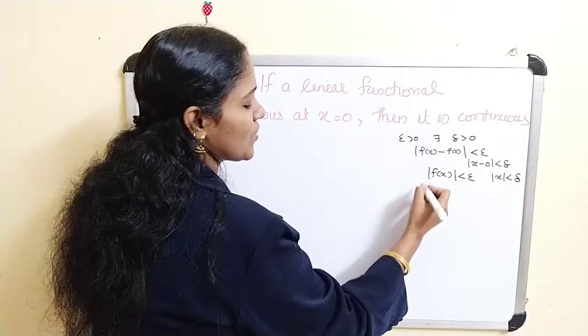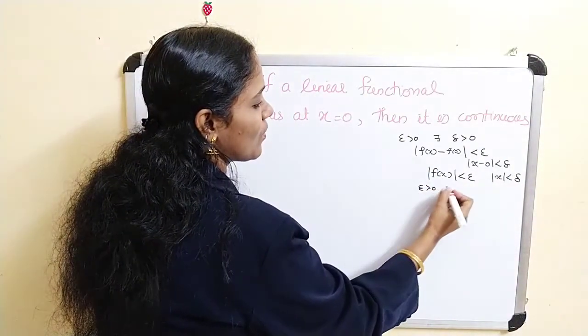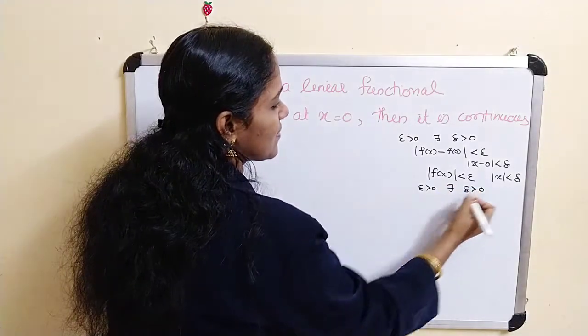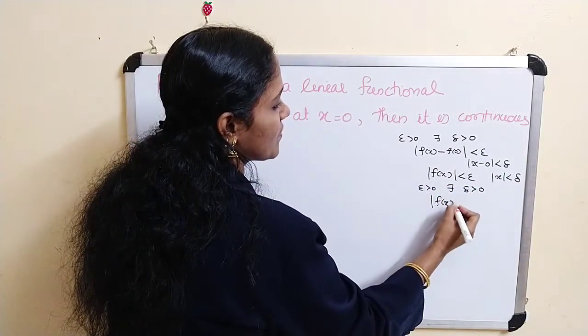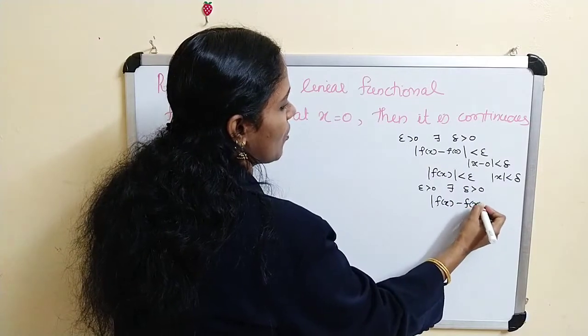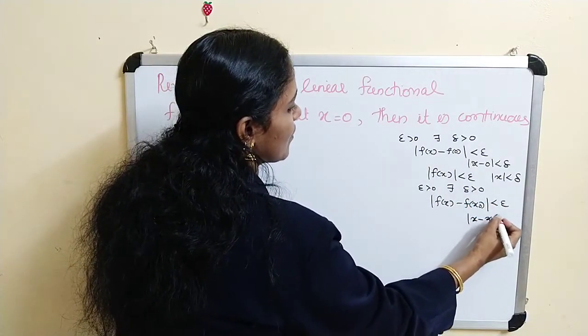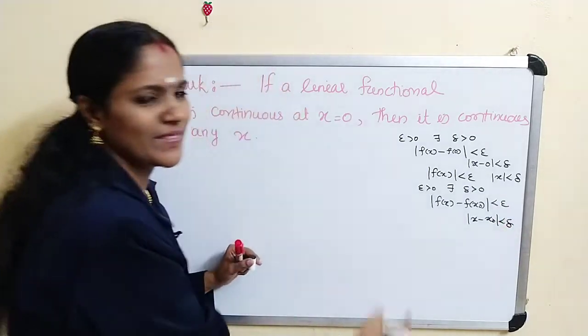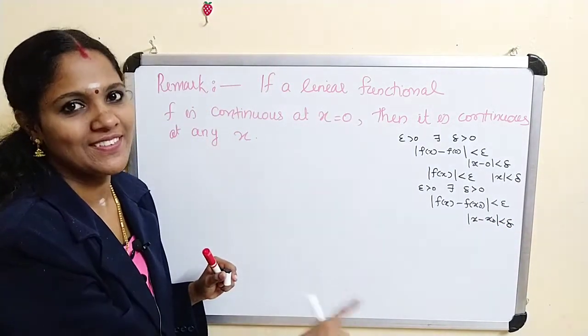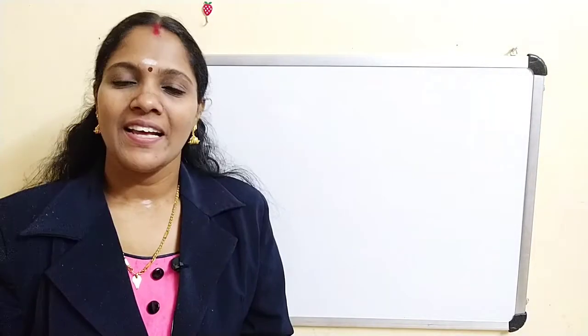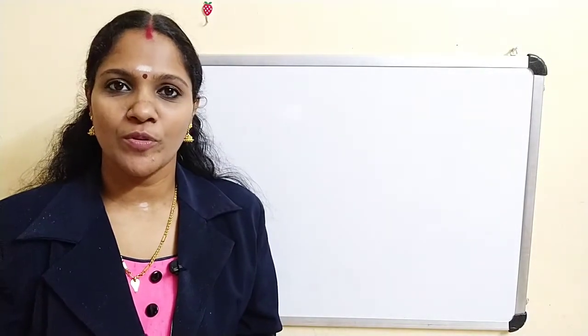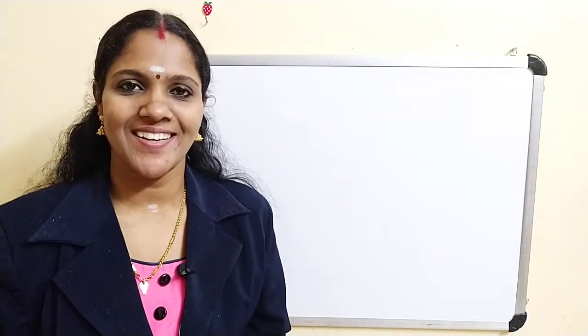Using this, you try to prove given epsilon greater than 0, there exists a delta greater than 0 such that modulus of f of x minus f of x naught less than epsilon whenever mod x minus x naught less than delta. It is very easy to prove. You verify this.